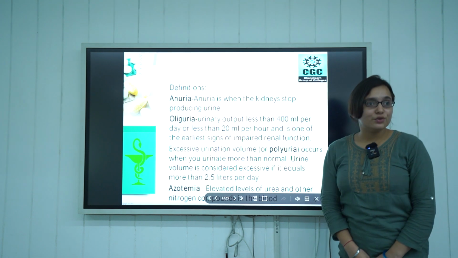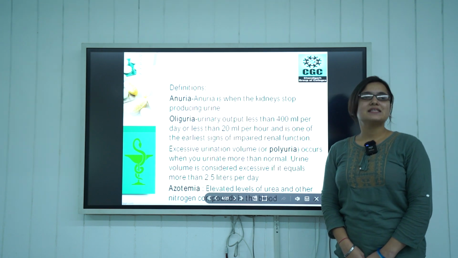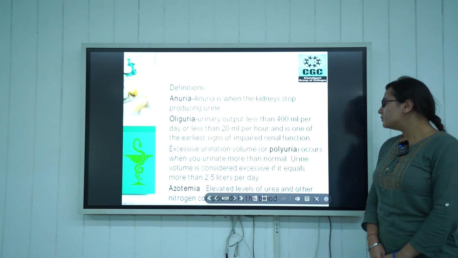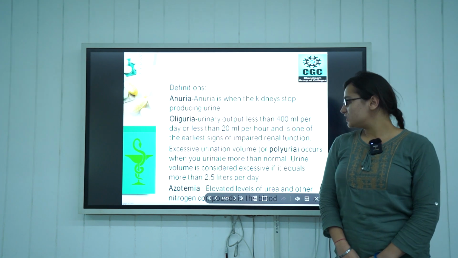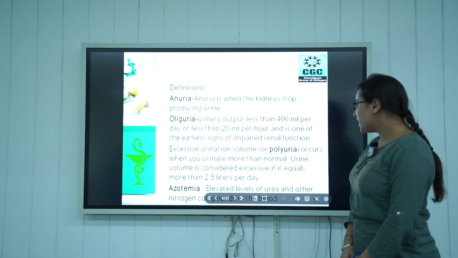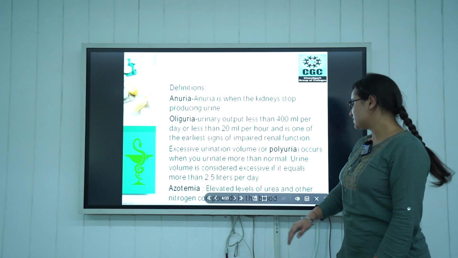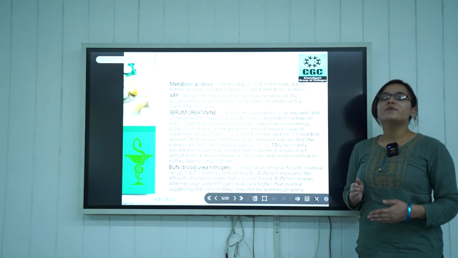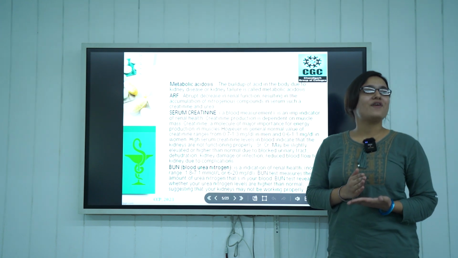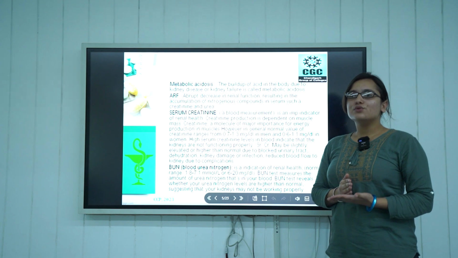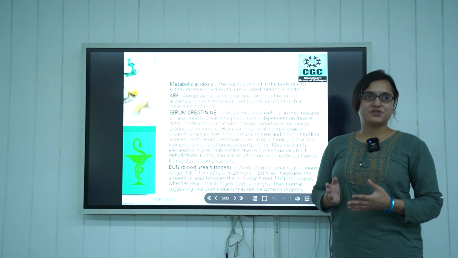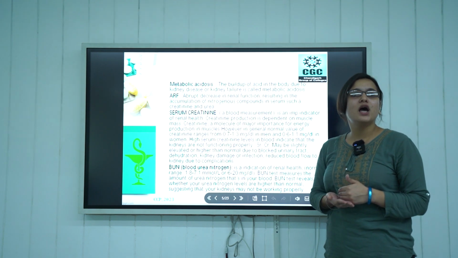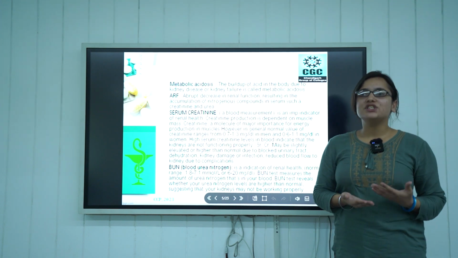If we discuss polyuria, in the polyuria stage there will be excessive urine volume, equivalent to more than 2.5 liters per day. And if we discuss azotemia, there will be an elevated level of urea and other nitrogenous compounds in the blood. Okay, so metabolic acidosis: in this stage there will be a buildup of acid in the body due to the reduced ability of the kidney to filter the waste substance. So while considering all factors like anuria, oliguria, polyuria, metabolic acidosis, azotemia, right?